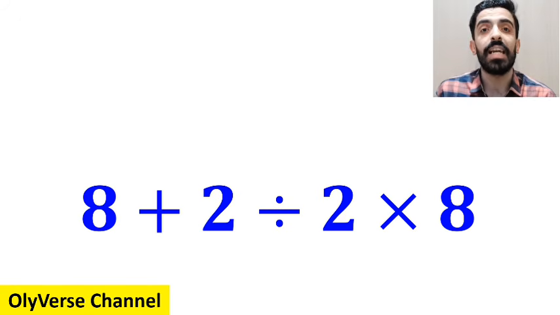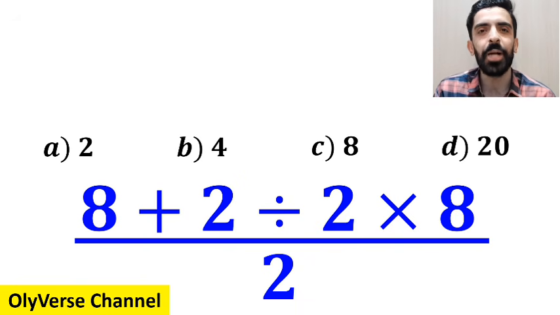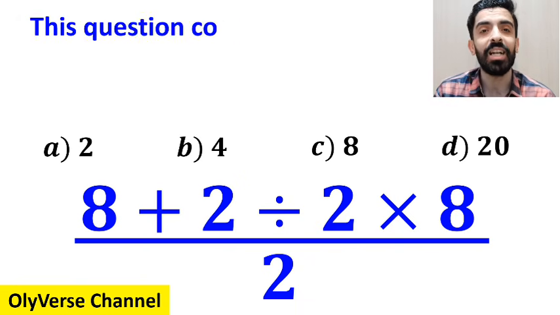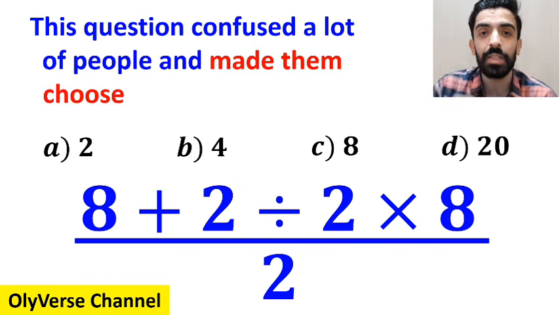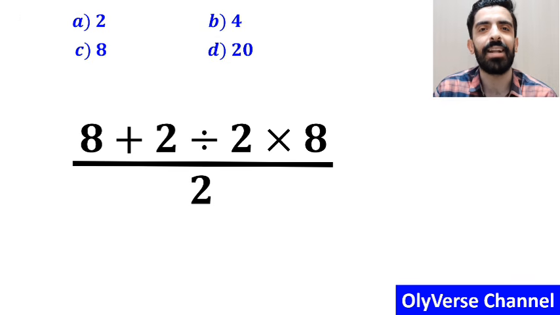What is the value of the expression 8 plus 2 divided by 2 multiplied by 8 over 2? Which option do you think is the correct answer to this question? This expression confused a lot of people and made them choose the wrong option. Let's go step by step and solve it together.